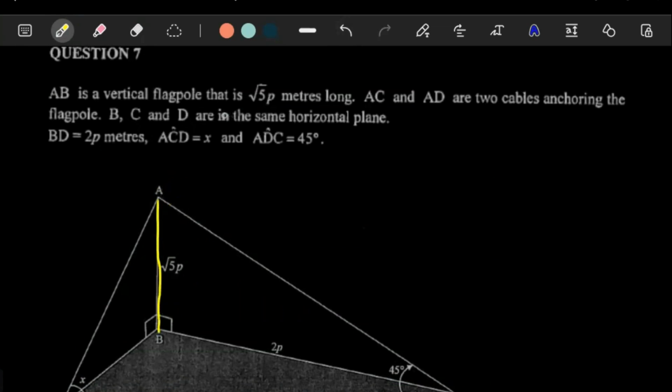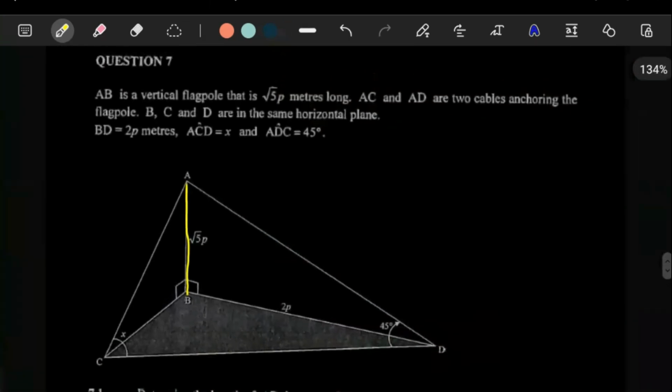They say here it is a vertical flagpole that is square root of 5p meters long. And then AC and DC are 2 cables anchoring the flagpole, so you have AC over here, you have AD over there. Okay, that's fine. And then they said B, C and D are in the same horizontal plane, meaning they're on the ground. B over here, C over there, D over there.